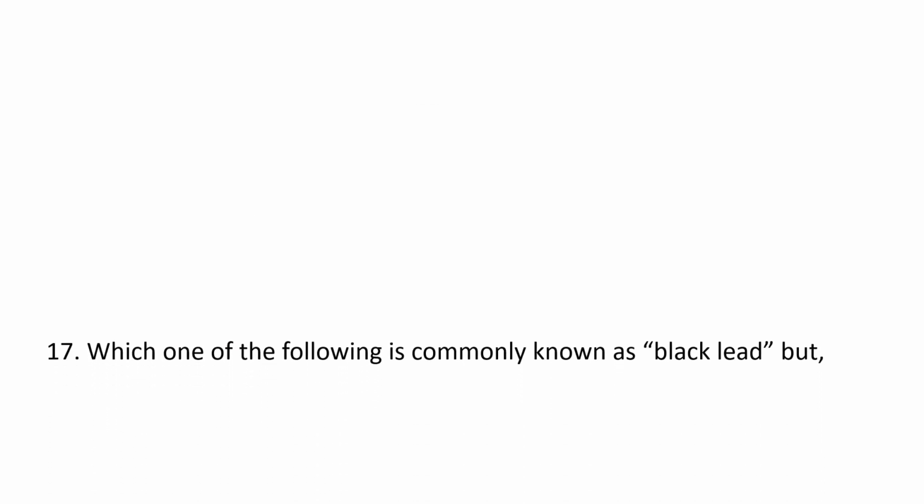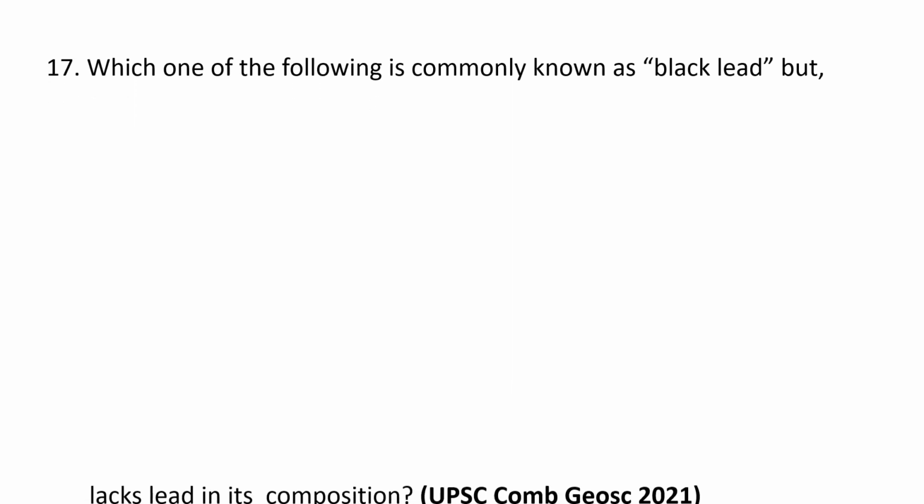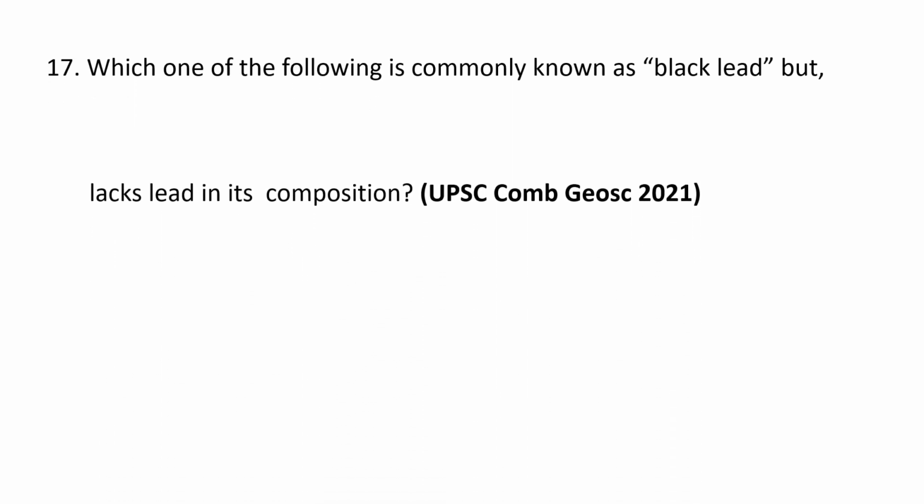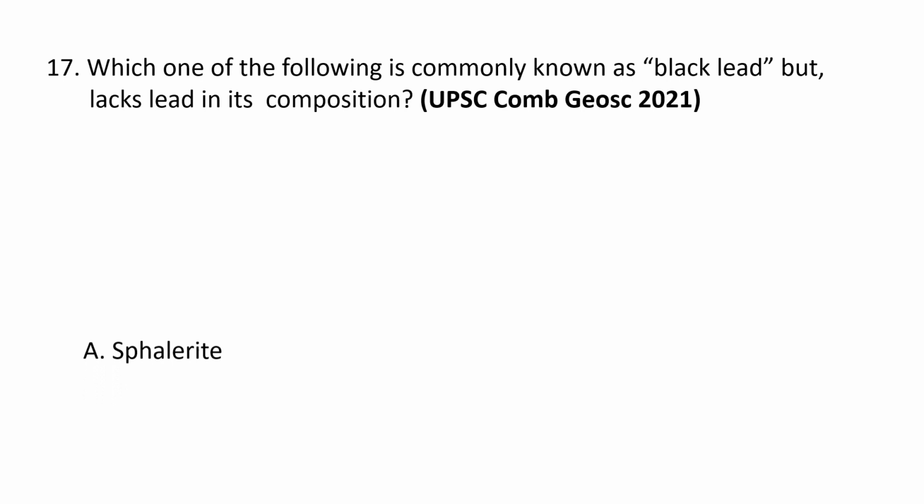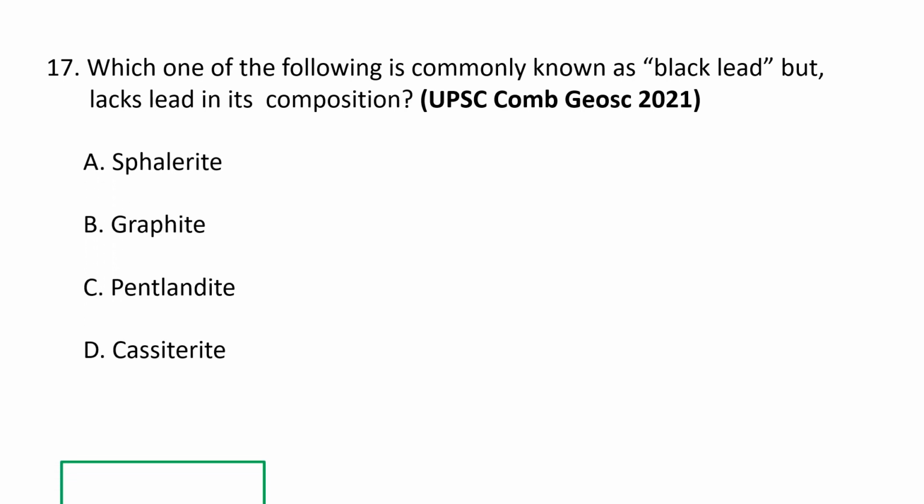So next question. Which one of the following is commonly known as black lead, but it lacks lead in its composition? A. Sphalerite, B. Graphite, C. Pentlandite, and D. Cassiterite. So obviously graphite. This is also known as plumbago. It's a black lead, but it lacks lead in composition.